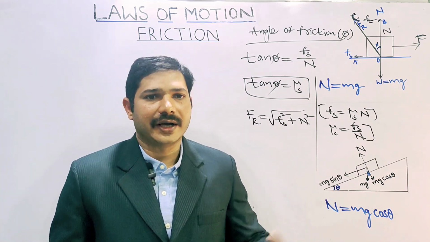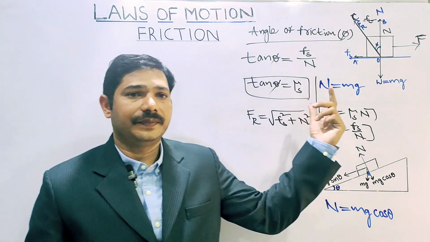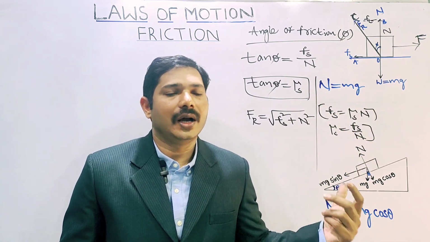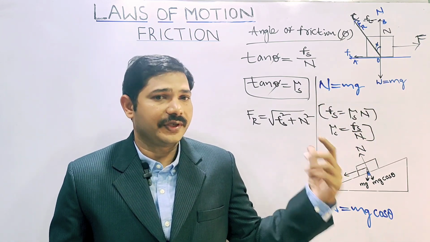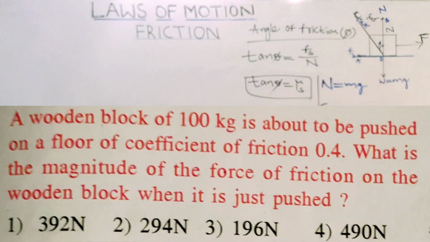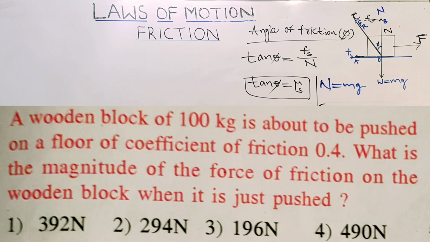In this part I'll explain the numericals about this: angle of friction, resultant force, frictional force, kinetic, rolling and static frictional force numericals. First question, check on screen. A wooden block of 100 kilograms is about to be pushed on a floor of coefficient of friction 0.4. What is the magnitude of the force of friction on the wooden block when it is just pushed?